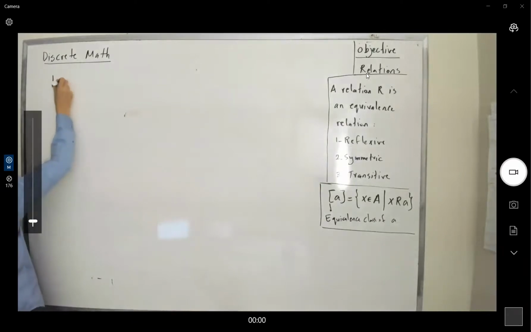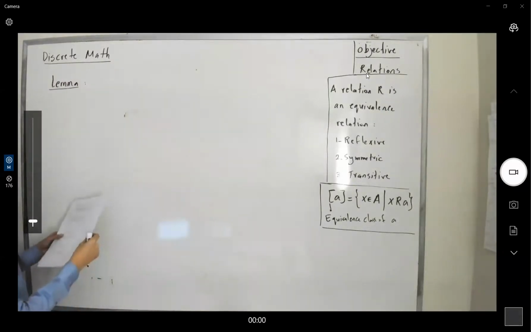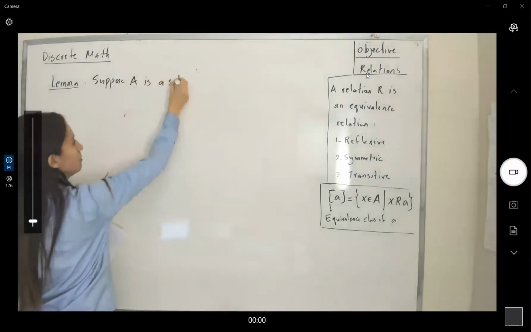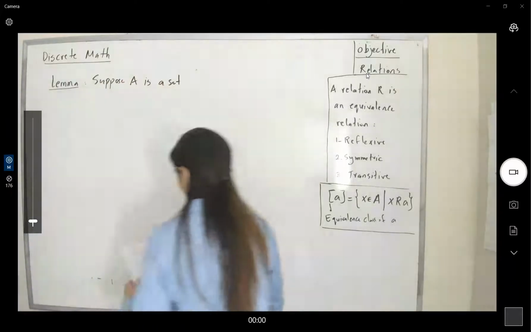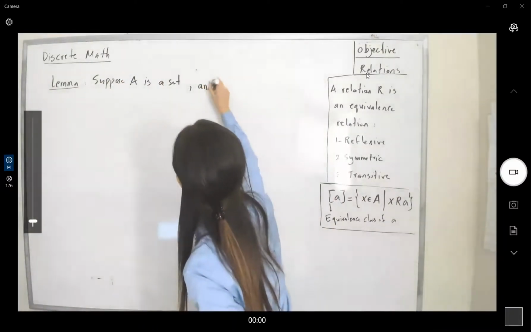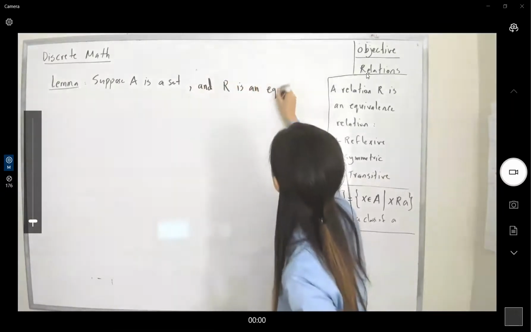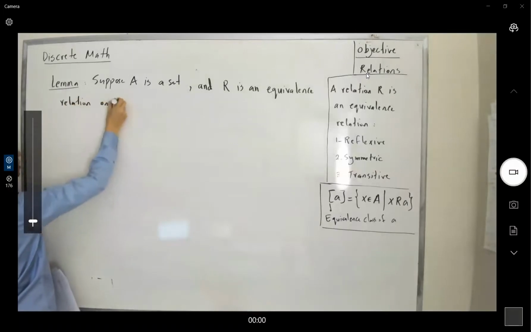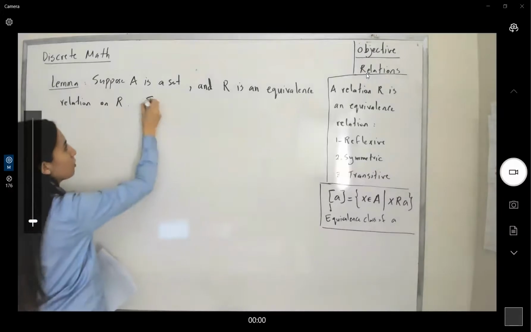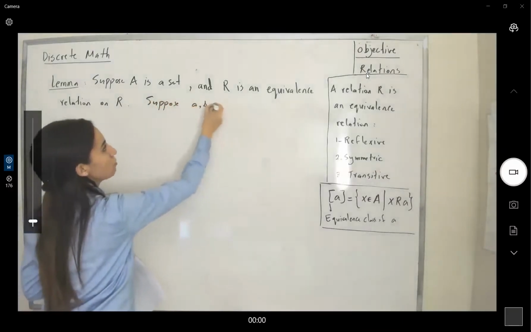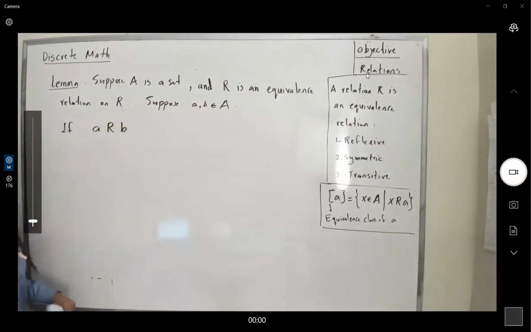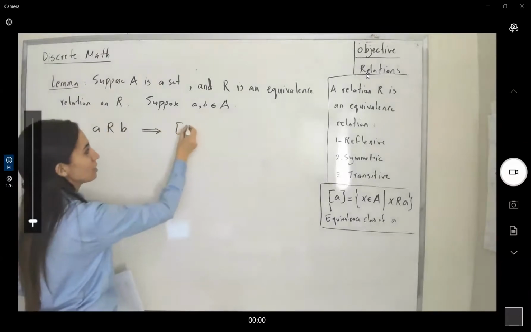Some lemmas. Our lemma says, suppose A is a set and R is an equivalence relation on A. Suppose a and b are two members of set A. Well, if a is in relation with b, for sure their equivalence classes are equal to each other.